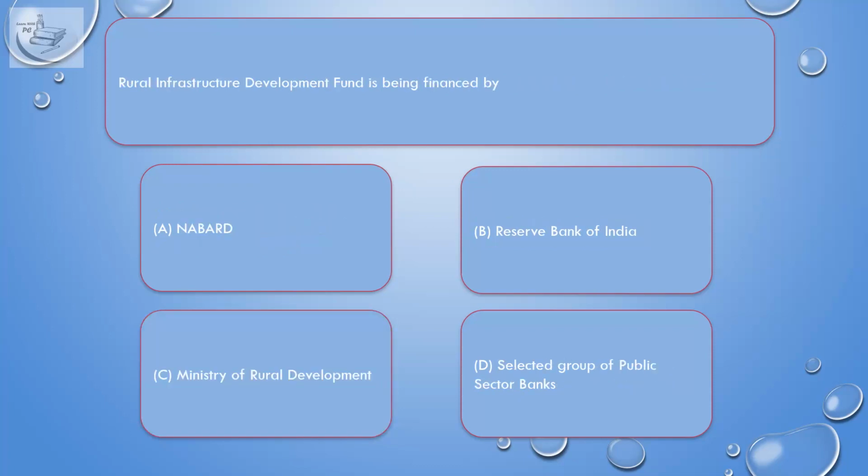Question: Rural Infrastructure Development Fund is being financed by A. NABARD, B. Reserve Bank of India, C. Ministry of Rural Development, D. Selected group of public sector banks. Correct answer is A. NABARD.